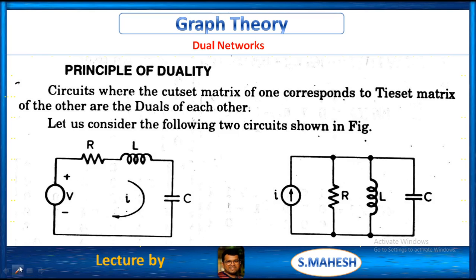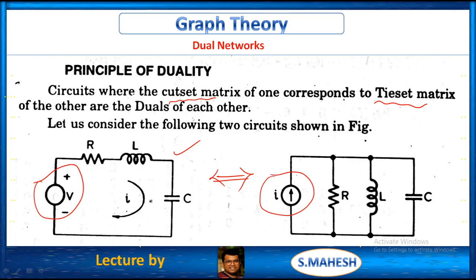Like that, if we consider a series RLC circuit, this is cut set, this is tie set. If we consider a series RLC circuit, then a parallel RLC circuit is its dual. Here, in series RLC, we are having a voltage source, but in parallel RLC, we are having a current source. Like that, in series RLC, we are having resistance. In this, we are having conductance 1 by R. Of course, we are having this parallel branch. Series inductance, parallel inductance, series capacitance, parallel capacitance.